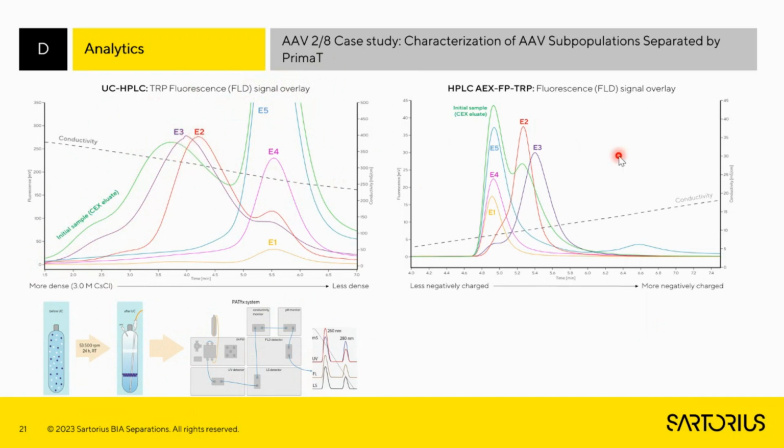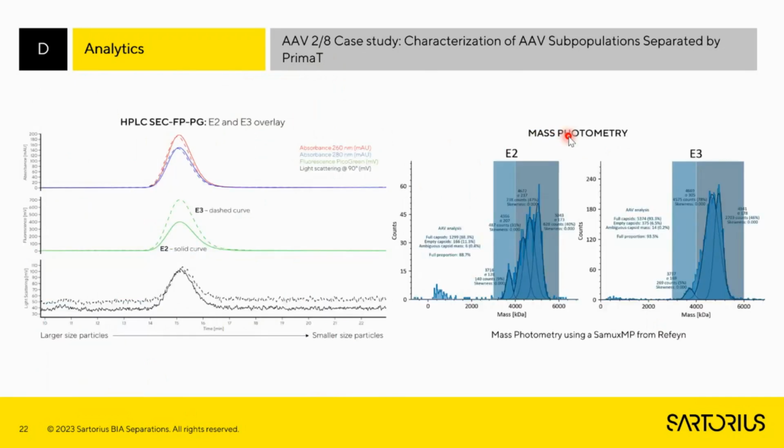Another analytic that we used was anion exchange, a strong anion exchanger which separates based on how negatively charged our particles are. Again, the empties fall where the empties should elute, whereas for the difference between E2 and E3, E3 is more negatively charged compared to E2, so it elutes later on.